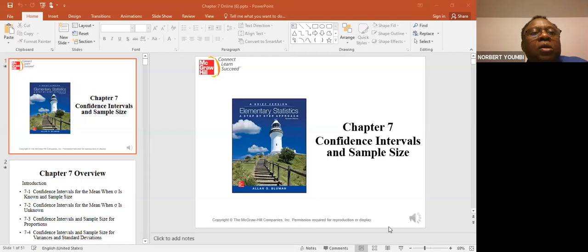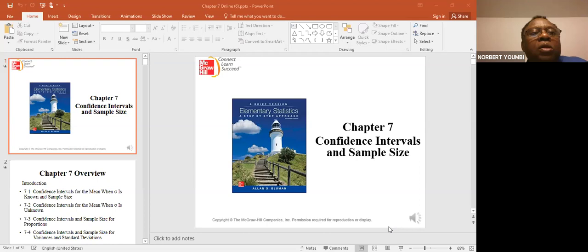We are starting today with chapter 7, which is the first part of inferences. In chapters 1, 2, and 3, we learned about descriptive statistics: how to collect, organize, summarize, and present data. In chapters 4, 5, and 6, we learned about probability.